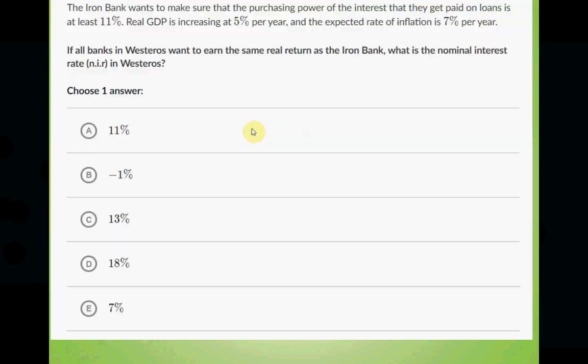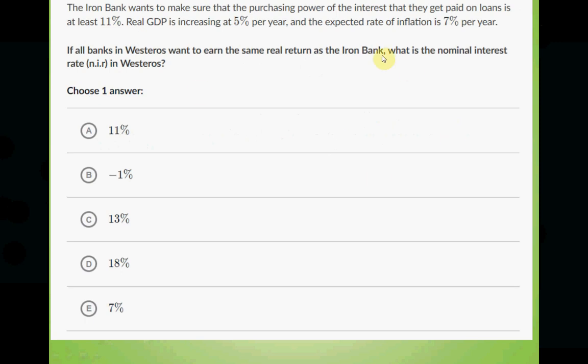She got 7%. The Iron Bank wants to make sure that the purchasing power of the interest that they get paid on loans is at least 11%. Real GDP is increasing at 5% per year, and the expected rate of inflation is 7% per year. If all banks in Westeros want to earn the same real return as the Iron Bank, what is the nominal interest rate, NIR, in Westeros?